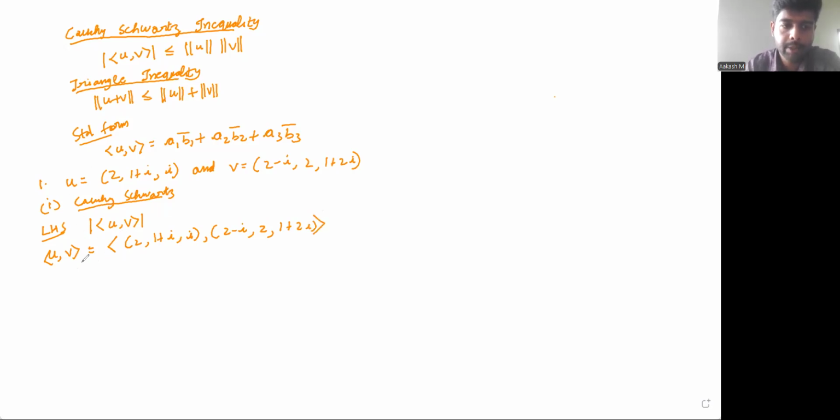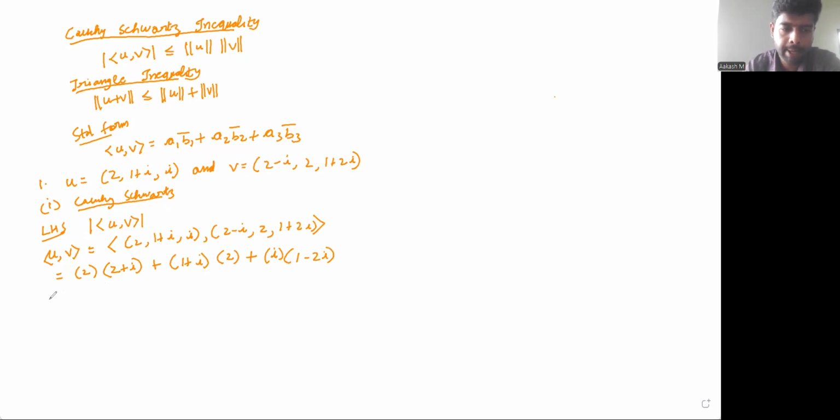So using the standard form, we are going to multiply the inner product. Take this one as a1. Take the conjugate from the v part: 2 plus I. Plus a2, that is 1 plus I, take the conjugate from the second one. There's no imaginary part, so you consider it as it is. Don't change the sign. Then a3, I, times v3 bar, take the conjugate.